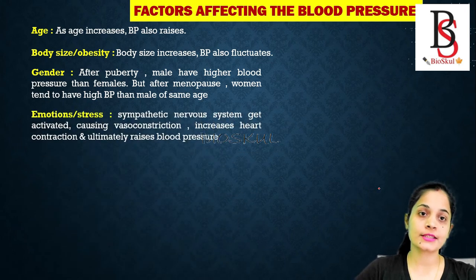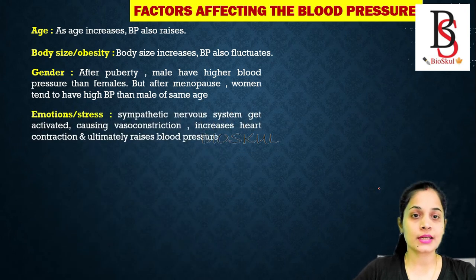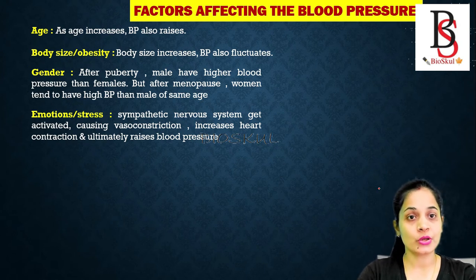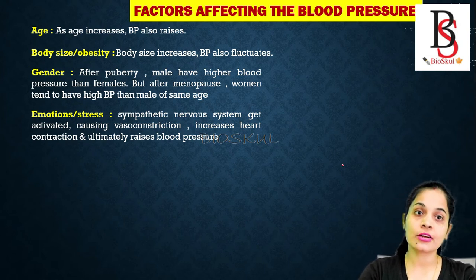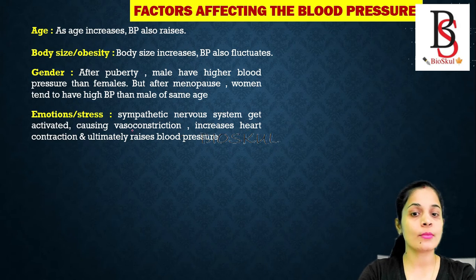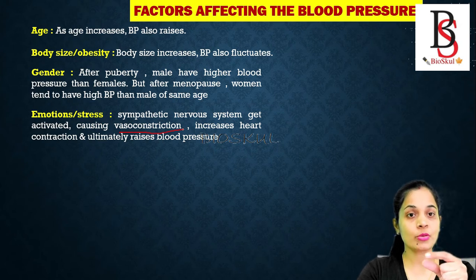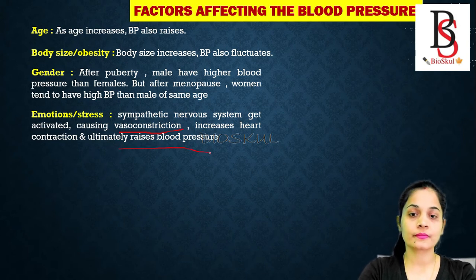Emotion and stress. During emotion and stress, the sympathetic nervous system gets activated. When the sympathetic nervous system is activated, it causes vasoconstriction, meaning the diameter of the blood vessel is constricted. If the diameter of the blood vessel is constricted, then what will happen? It will cause a rise in blood pressure.